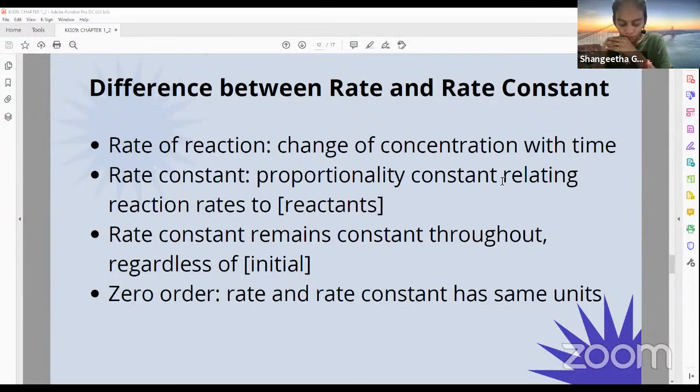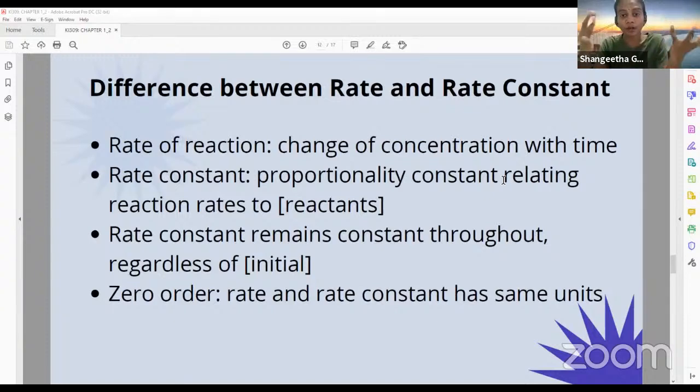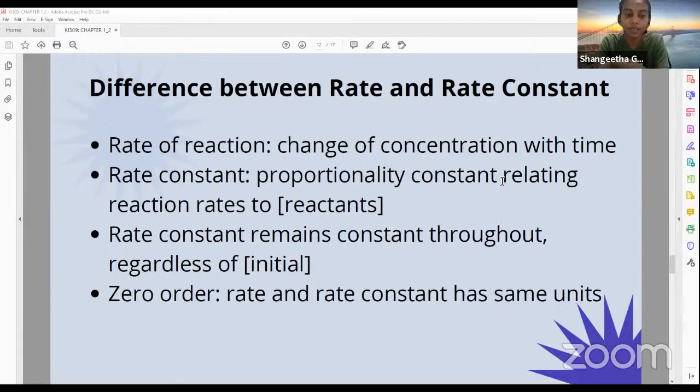So from here you can now roughly see the difference between your rate and your rate constant. We keep on harping about the rate constant because it is important that you know how to derive the units for your rate constant, and also that you know the difference when you're asked to write a rate law expression or a rate equation for your reaction.